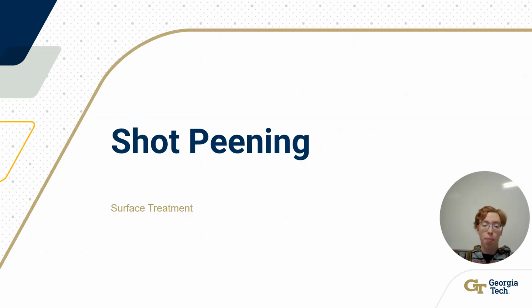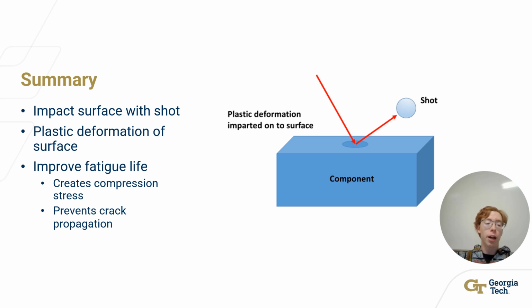The next topic is shot peening. Shot peening is a manufacturing technique that treats the surface of a part. Shot peening works by impacting the surface of the part with shot, which are small balls. The shot is typically made of cast steel, glass, or ceramic, and are 0.125 millimeters to 5 millimeters in diameter.